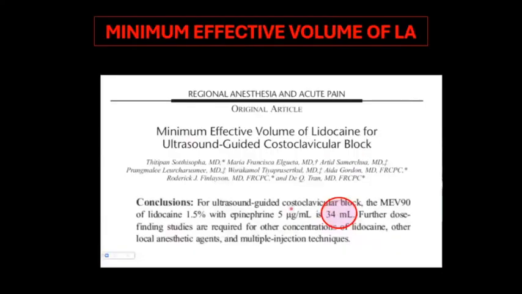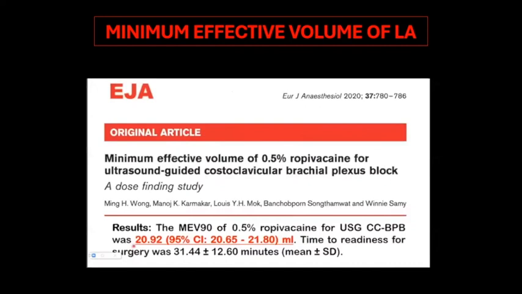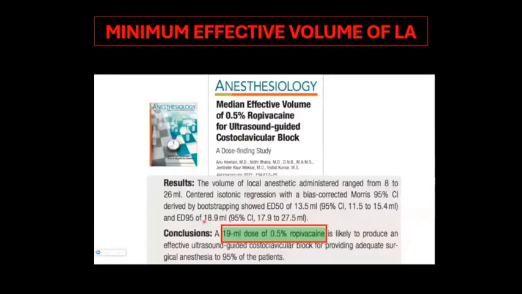The study regarding the minimum effective volume of lidocaine for costoclavicular block found it to be 34 ml. And one study done by Manoj Karmakar and colleagues of the minimal effective volume of 0.5% ropivacaine turned out to be 20.92, or almost 21 ml. In one study, 19 ml of 0.5% ropivacaine was found to be the minimum effective volume.